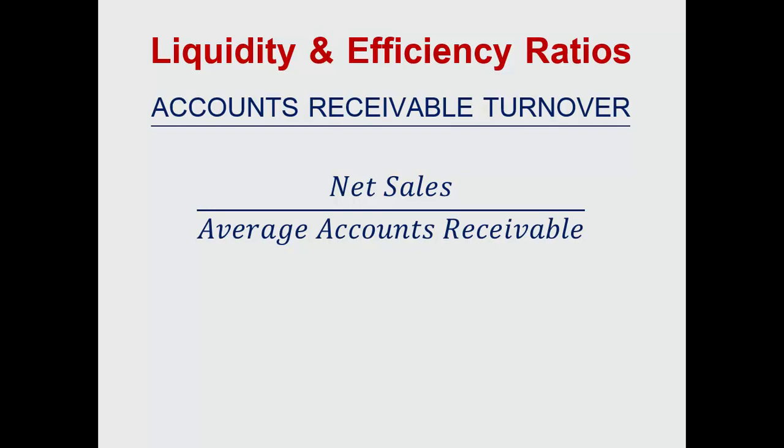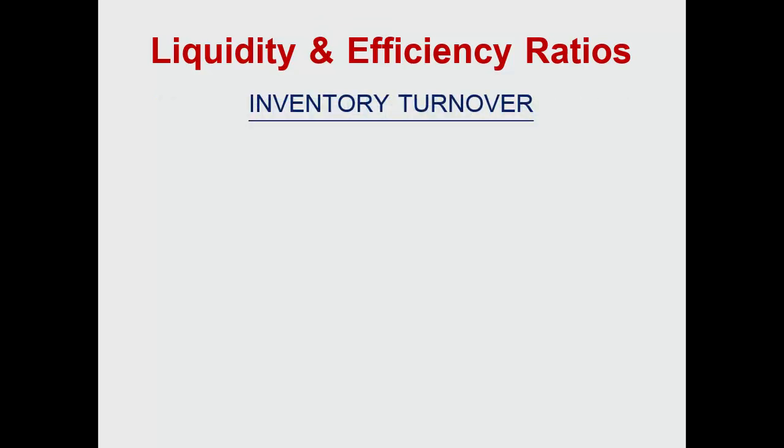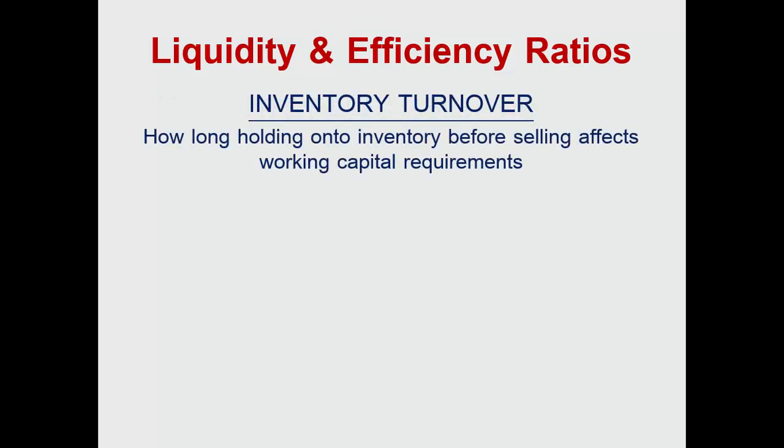And it's net sales divided by a simple average accounts receivable, January accounts receivable plus December accounts receivable. Simply divide by 2. It's not a weighted average, and it's expressed as a turnover. How many times did it turn over? The next turnover is inventory.